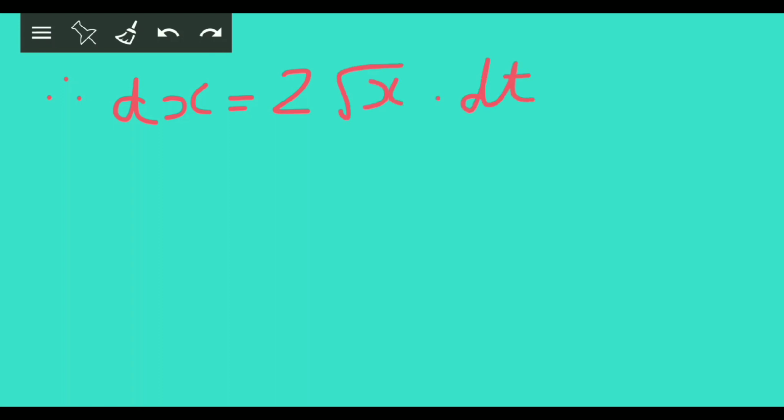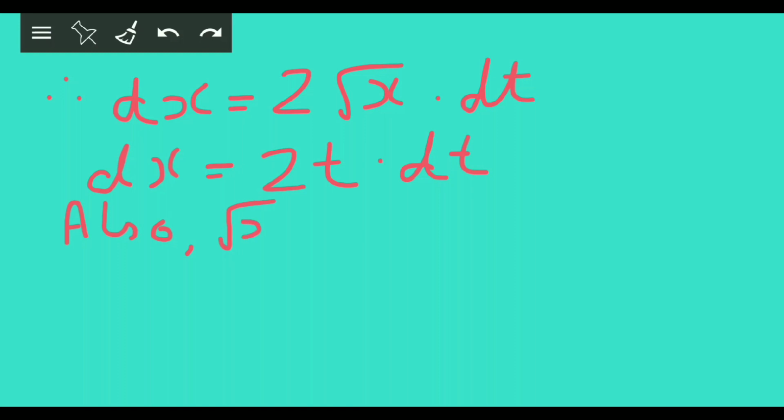Now if you remember, we had taken root x as t. So dx becomes twice of t into dt. So we have expressed dx in terms of t. Also, if you remember the substitution, we had taken root x as t. Just to show you that, I'm putting it over here again. So root x as t, when we square both the sides, we get x as t square. So x becomes t square.